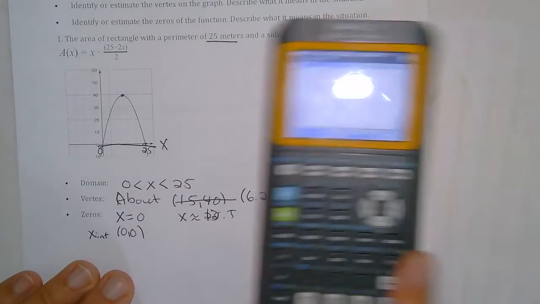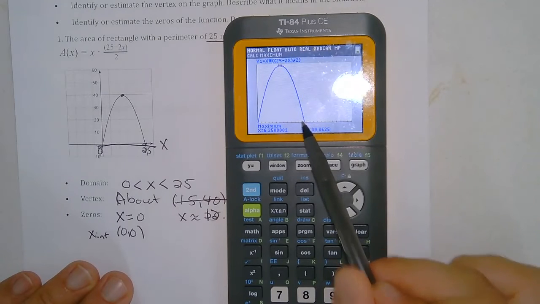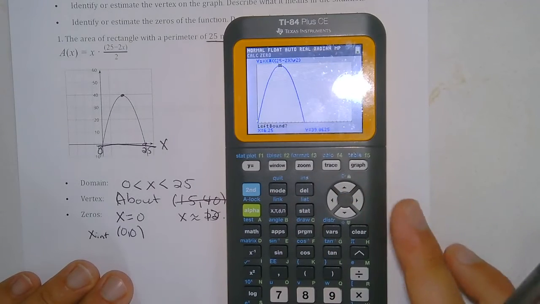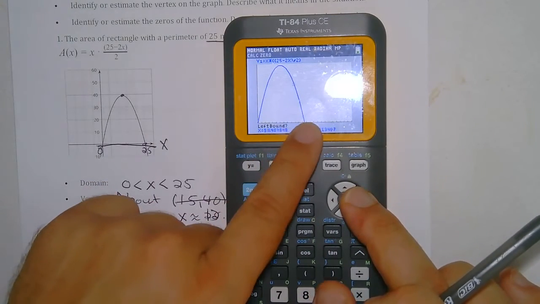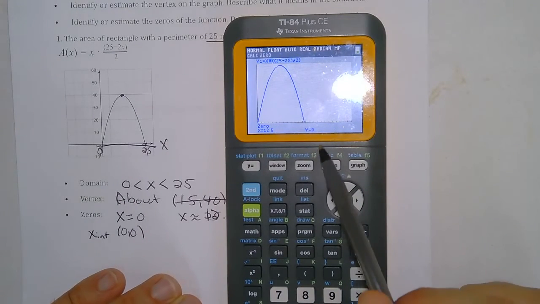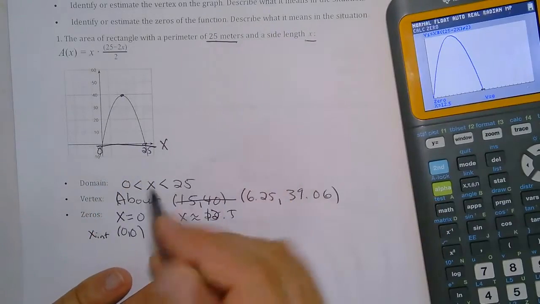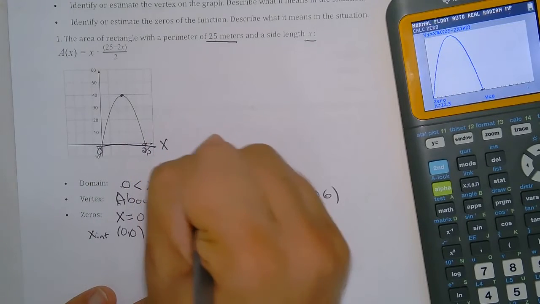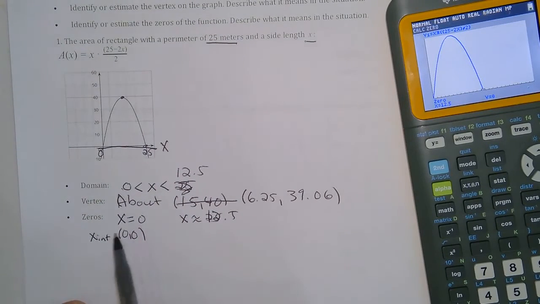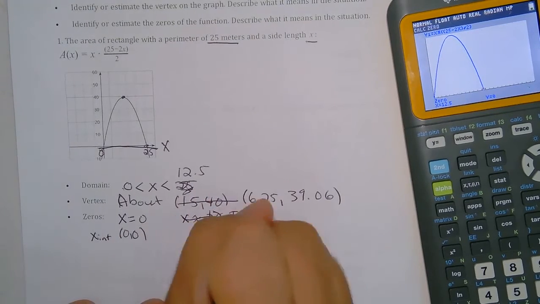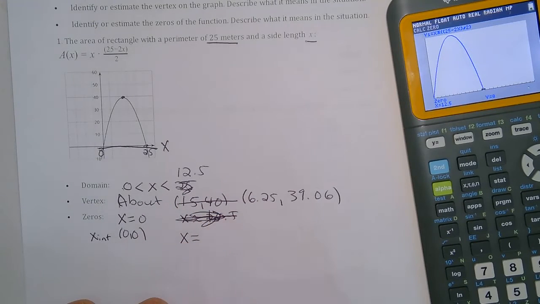So our domain for x then, this is going to be about 12. So what I can do there to verify that, you can go second, calculate, and find a 0. So we need to go to the left of this 0, hit enter, and then go to the right of the 0, hit enter, and the other 0 is at 12.5. So this domain, we need to adjust it. This isn't 25, this should be 12.5. And then lastly, our zeros are x equals 0 and x equals 12.5. So that is not approximate. Just cross it out, and it would be x equals 12.5.